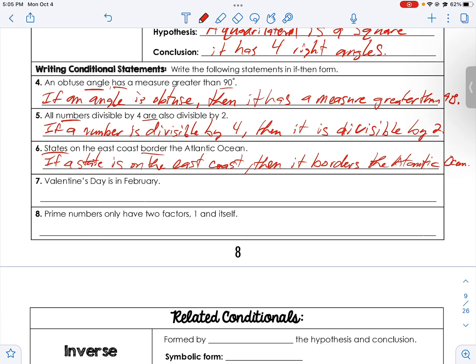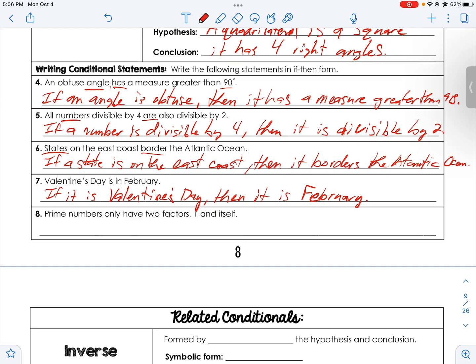Valentine's Day is in February. If it is Valentine's Day, then it is February. I have to say it weird, the way that it's spelled, to know how to spell it, because it's a weird old word. Don't like it. But that's how it goes.